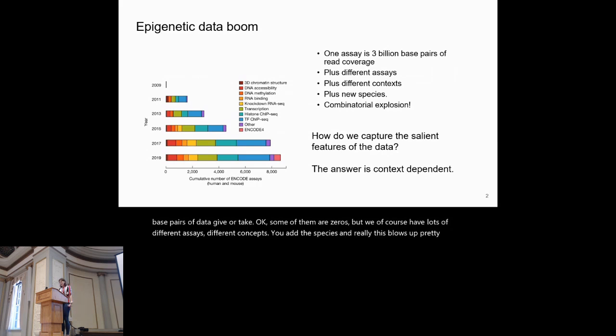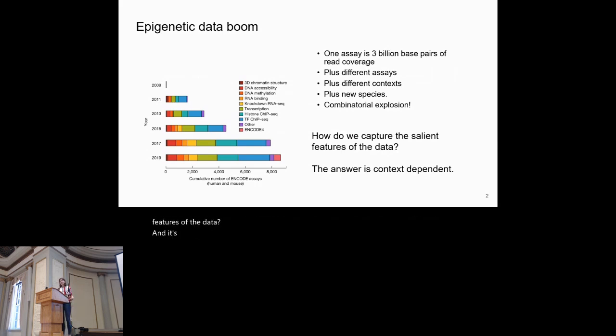So the question we're trying to answer is how do we actually capture the salient features of the data? And it's important to remember this is going to be context dependent. Maybe for whatever you're doing, you really need the nucleotide resolution, and maybe I don't. And we can adjust depending on what kind of questions we're answering.